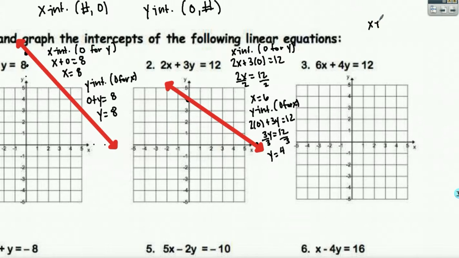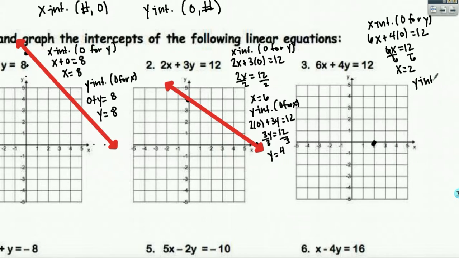On number 3, we'll get our x-intercept by plugging in 0 for y. So we'll have 6x plus 4 times 0 equals 12. 4 times 0 gives us 0, so this left side is really 6x equals 12. Divide both sides by 6, and we'll get that x is equal to 2. So we'll get a 2 on our x-axis and put a point.